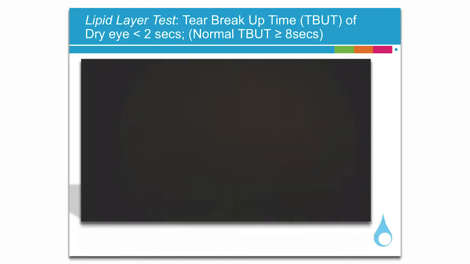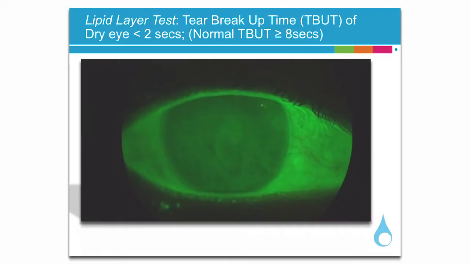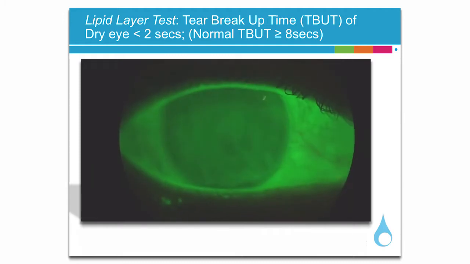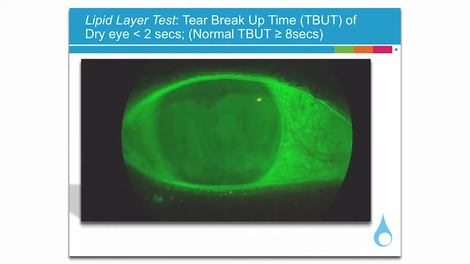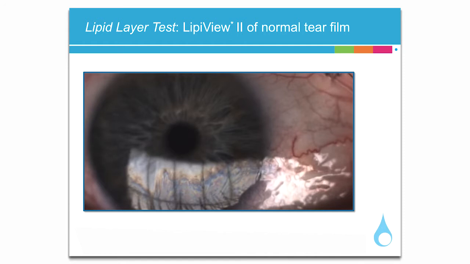This video clip demonstrates the tear breakup test for a dry eye patient. After a complete blink, you will see the tears evaporate within 2 seconds in the blackened, tearless areas that appear throughout the tear film. A normal tear breakup test is 8 seconds or greater. Another means of testing the lipid layer is with LipiView by Tear Science. This is a normal lipid layer as seen in the oily rainbow area, similar to how you would see car oil in a puddle. When the upper lid touches the lower lid when blinking, the lipid is pulled upward over the ocular surface.